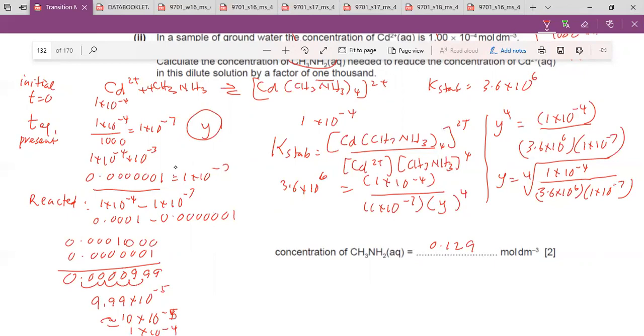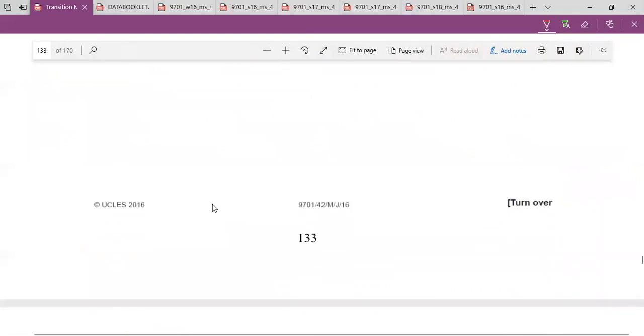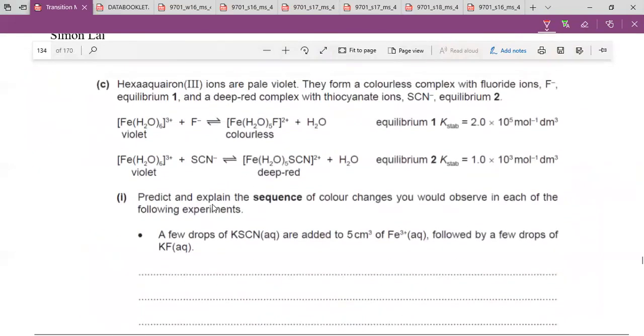134. Because I've got about 15 more minutes, I'm going to do a few more. 134 gives you all the types of reaction that there are here. 134 down here. Okay, hexaaquairon(III). Hexa means 6. Aqua means water. Iron(III) means Fe3+.